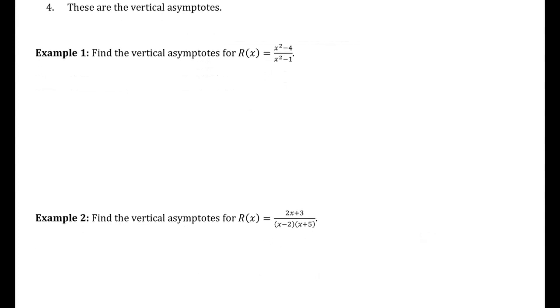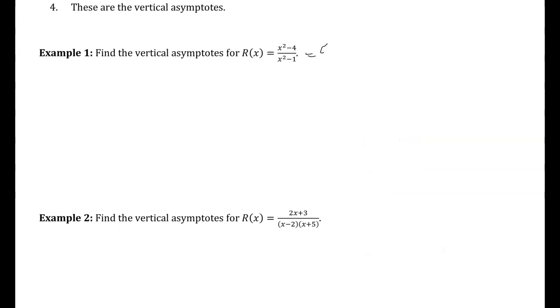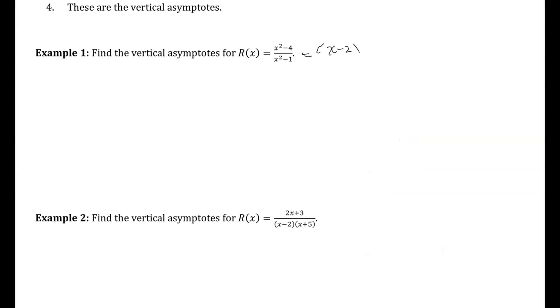So for the first example, we have r of x is equal to x squared minus 4 over x squared minus 1. So we're going to go ahead and factor this. In the numerator, we have a difference of 2 squares, so that's going to factor to x minus 2 times x plus 2, and the denominator is going to factor to x minus 1 and x plus 1. So we can see there's no common factors in the numerator and the denominator. So our next step would be to take each of the terms in the denominator and set them equal to 0.